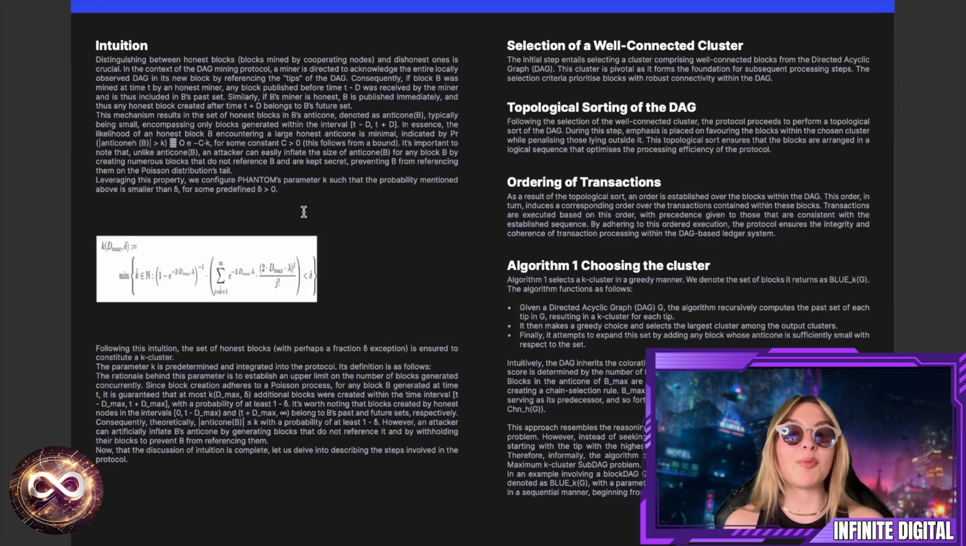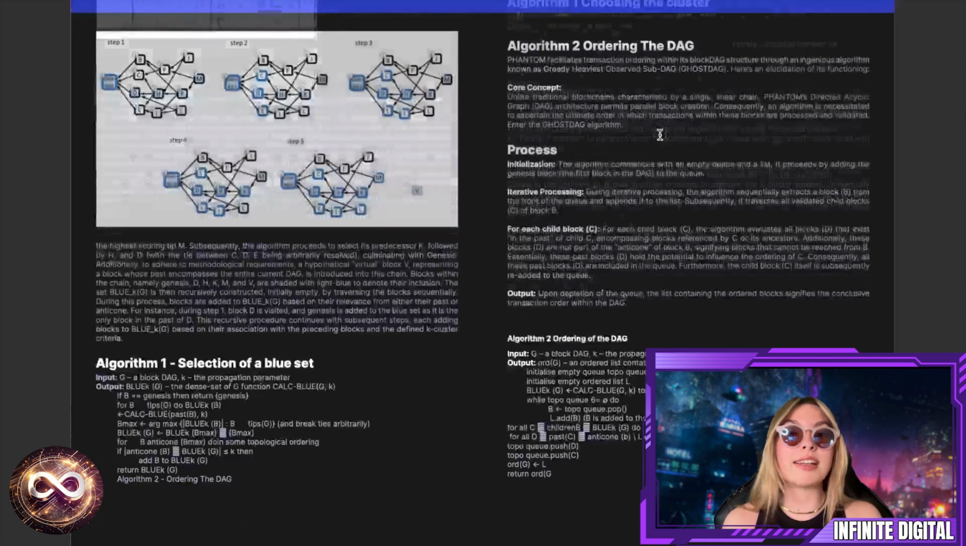So it really does help you gain another perspective and see what happens behind closed doors and behind the scenes, essentially. They also have a selection of well-connected cluster, the topological sorting of the DAG, as well. You have a little bit of an explanation of what goes on there, ordering of transactions, and algorithm 1 choosing the cluster. That is step 1.